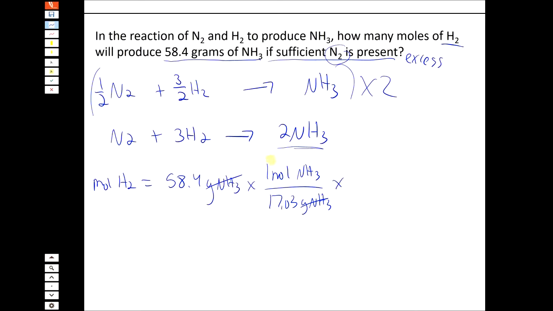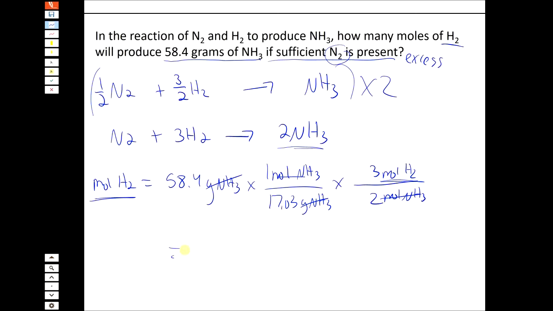Once we're in moles of one reactant or product, we can calculate the moles of anything else using mole ratios. We're looking for moles of H2, so we want H2 in the numerator and NH3 in the denominator so that it cancels out. We use the coefficients, 3 for H2 and 2 for NH3. That's where we stop, because we're looking for moles of H2 and that's what we've gotten to. This was a mass to mole problem, where we start with the mass and calculate moles. Same number of steps, just in a different order.